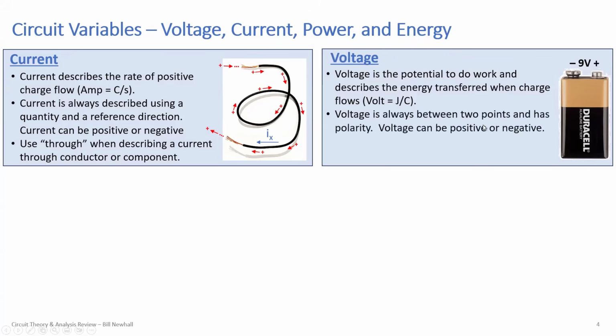And voltage is always described between 2 points and has polarity. Voltage can be positive or negative, right? So I have this 9-volt battery. I have 9 volts with this polarity, positive on the right, negative on the left. It means that the terminal on the right is 9 joules per coulomb, 9 volts, higher in potential than the left. So voltage always has to be described between 2 points.